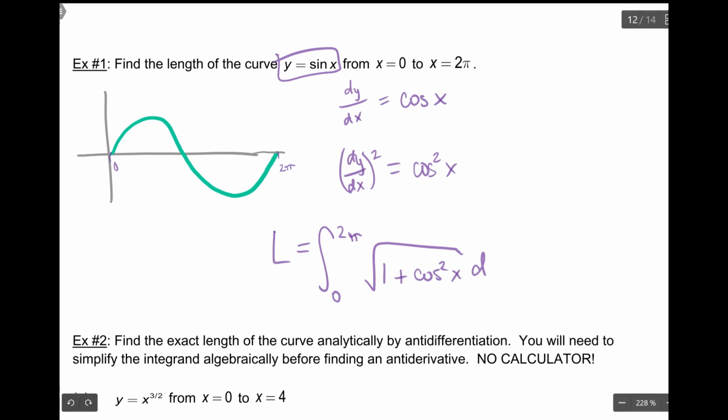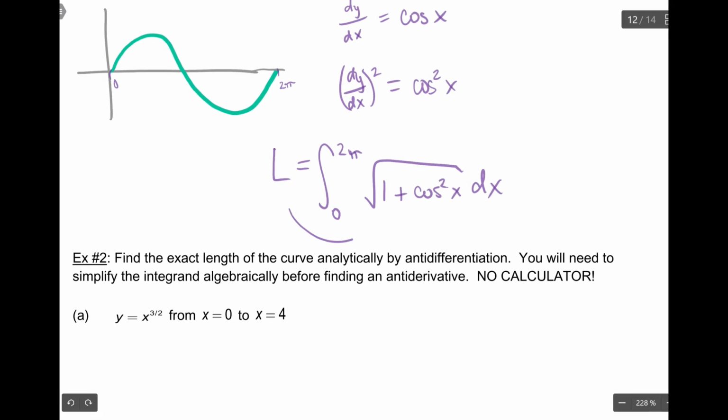Yeah, 1 plus cosine squared. Maybe we just leave it like that and integrate. Yeah, you use your calculator. Oh, wait a second.